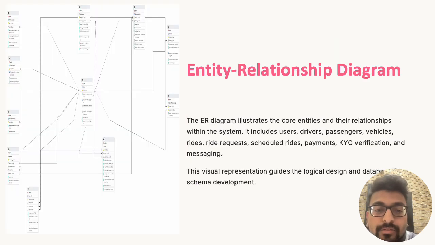Our entity relationship diagram you are seeing on the screen has the center table named user entity. Everything radiates from that. Lines point outward to role-specific tables like driver details and passenger details, downward to the transactional tables such as ride and ride request, and sideways to supporting tables like vehicle, payment, KYC verification, and messages. The arrows represent the foreign key relationships, solid arrows for required links, open arrows for optional ones.